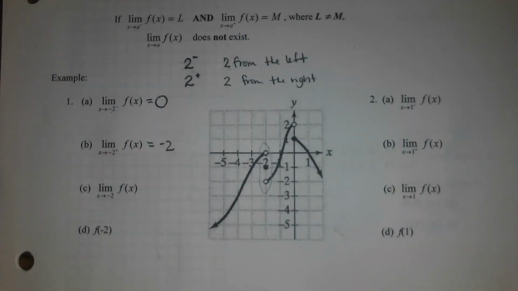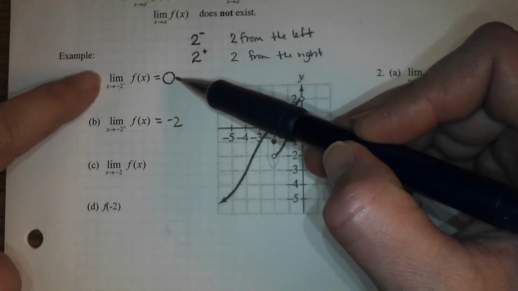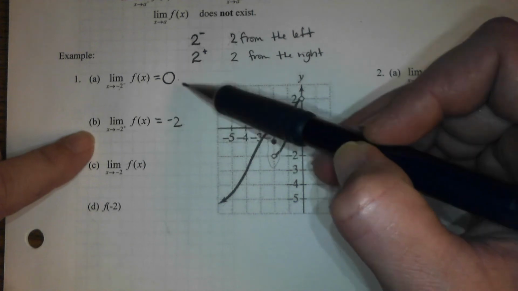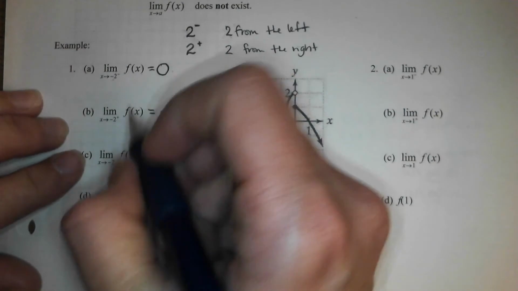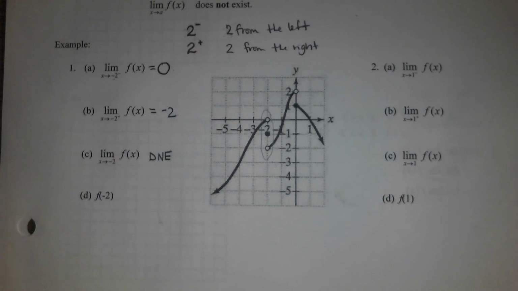And so here's this new concept. If it's approaching something different from the left versus from the right, and these two disagree with each other like they do here, the overall limit does not exist. So if someone just point blank says, what's the intention of the graph as it approaches -2? You can't quantify that because the intention from the left is different from the intention from the right.